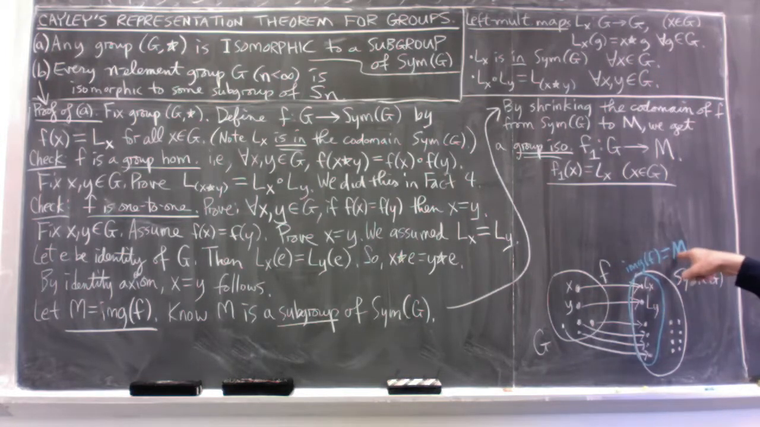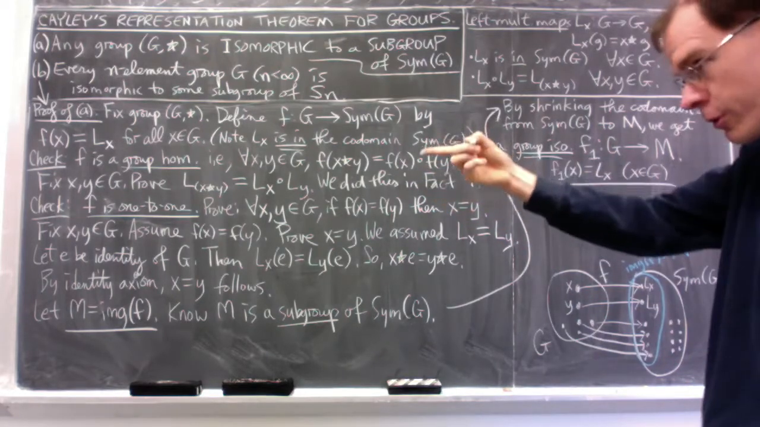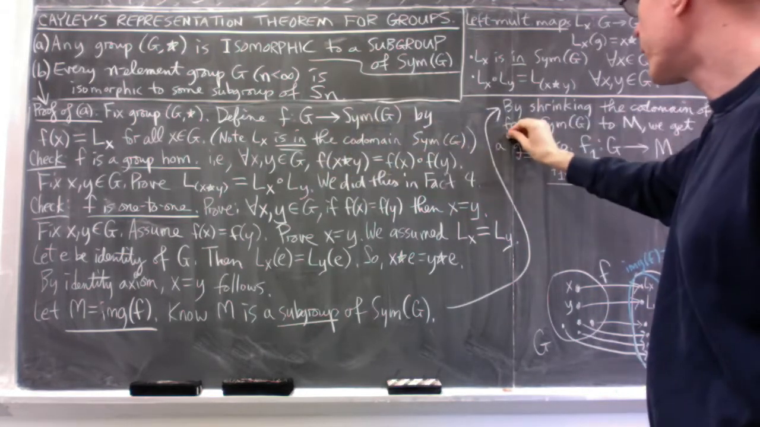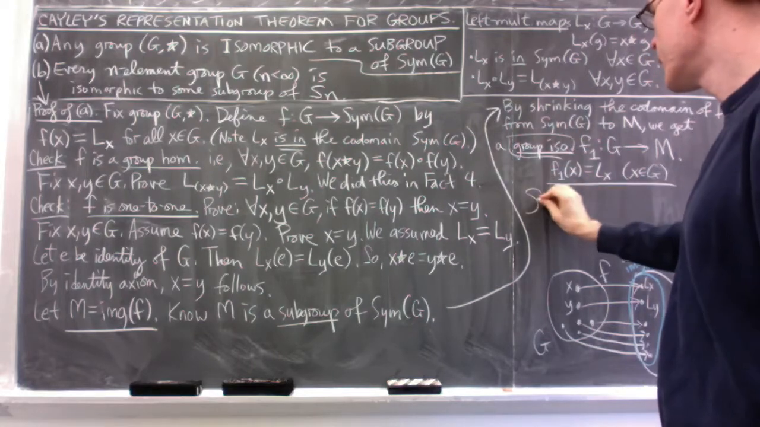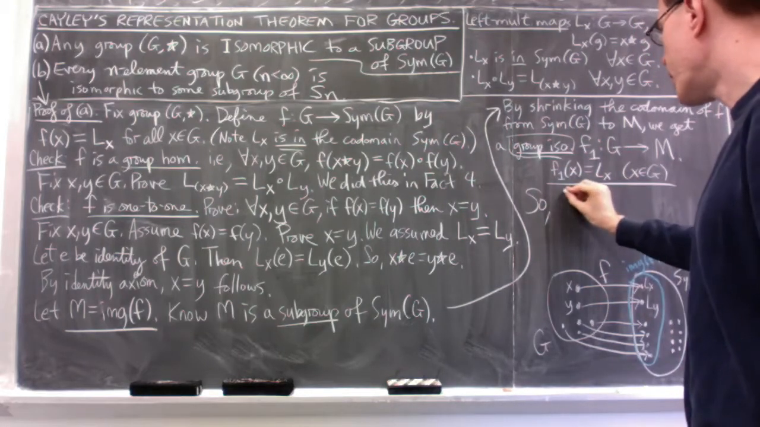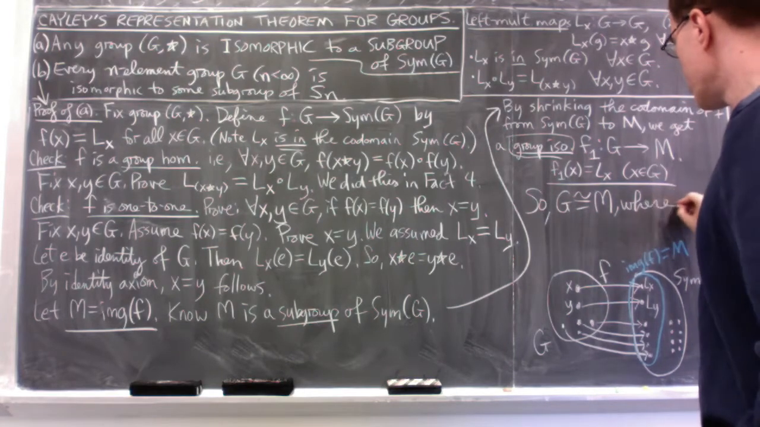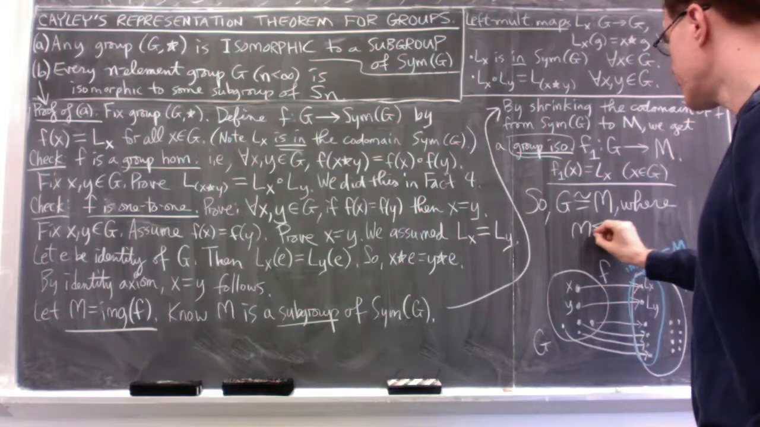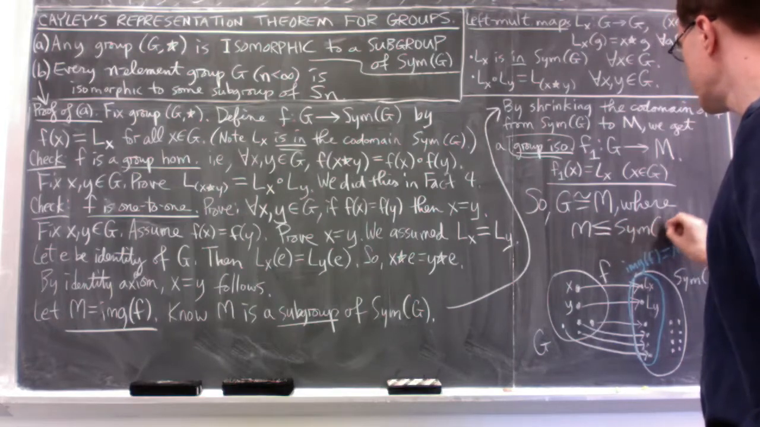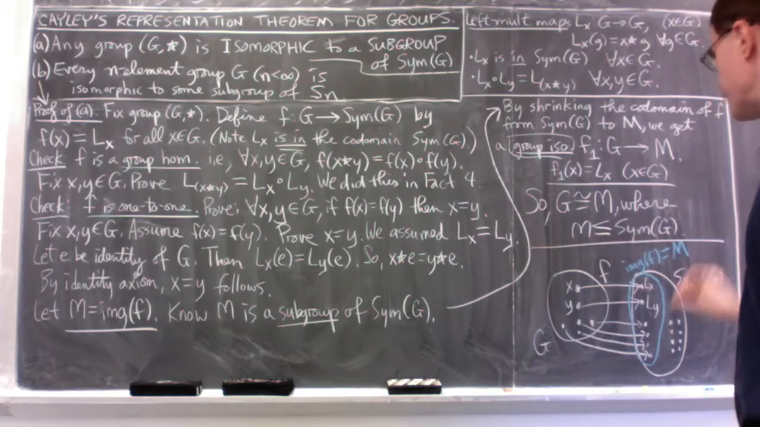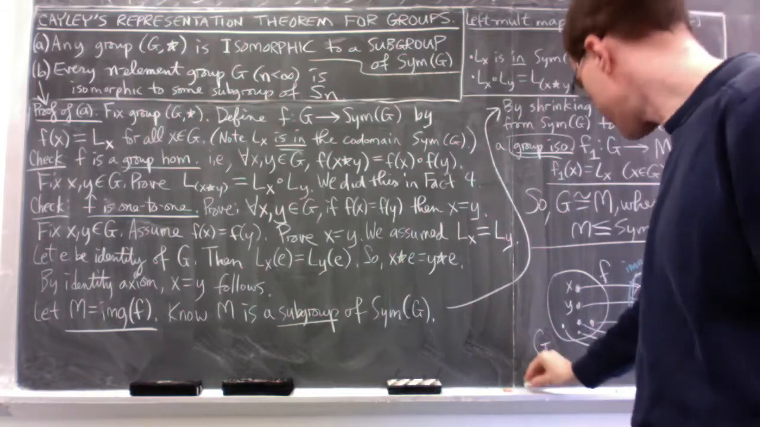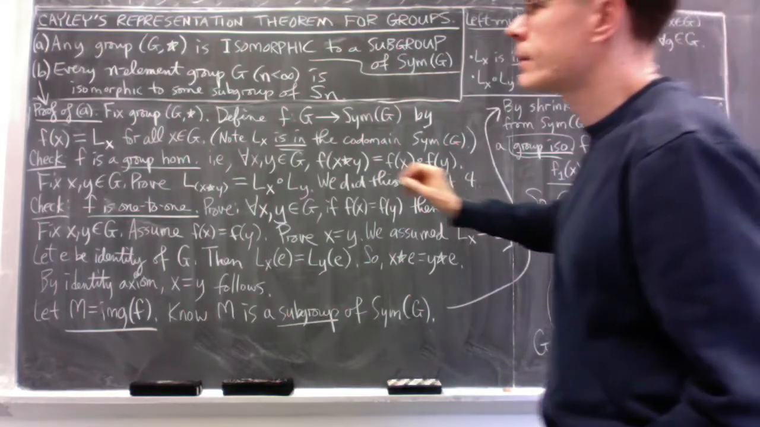The only thing that's changed is our advanced notice of what the codomain is. Now the codomain is defined to be M, which is exactly the set of stuff that comes out of f and f1, so that basically forces it to be onto. And it was already one-to-one. It was already a group homomorphism, so it's a group isomorphism. And so that gives us the thing we want, that the group G is isomorphic to M, where M is a subgroup of Sym of G. And that finishes proving part A of Cayley's theorem.